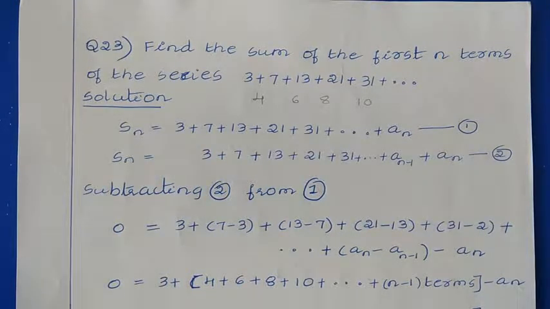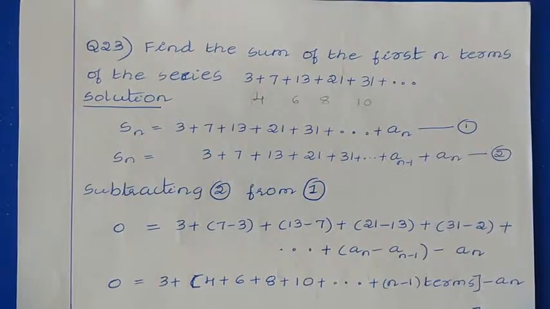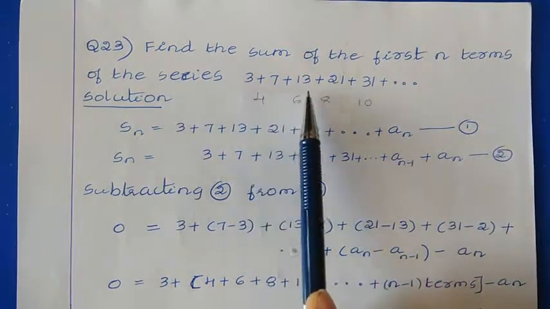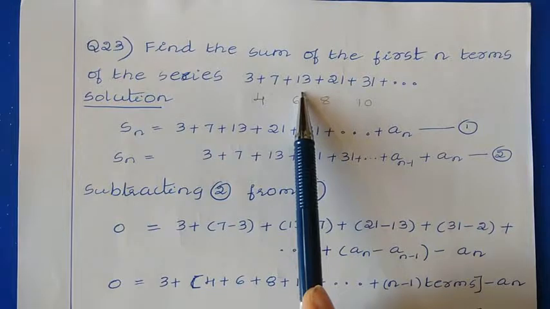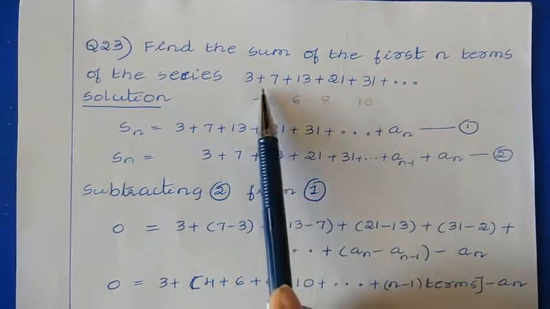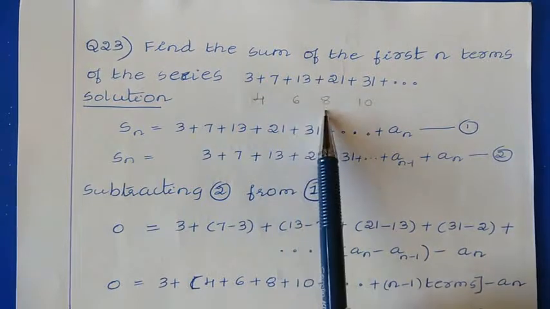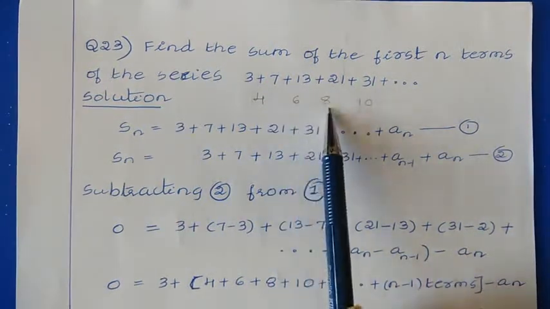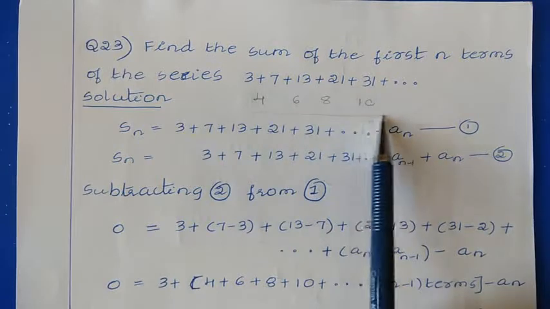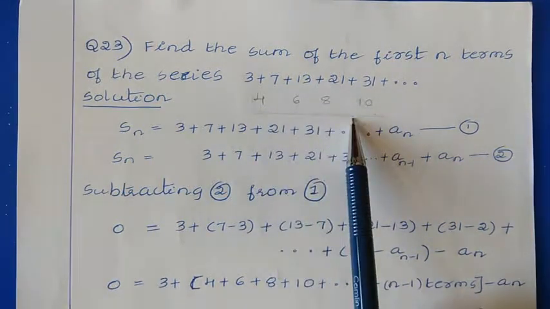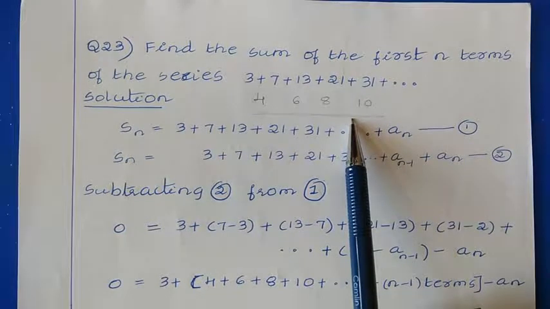But in the question they have asked us to find out the sum of first n terms. So now here we are using the difference method. The difference method is that, even though this series is not in the form of arithmetic progression or geometric progression, if you find the difference between two continuous terms, we get these values, that is 4, 6, 8, 10. And if you observe these difference values, they are in the form of arithmetic progression.